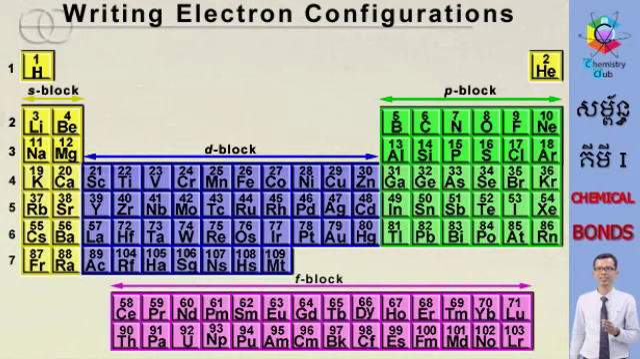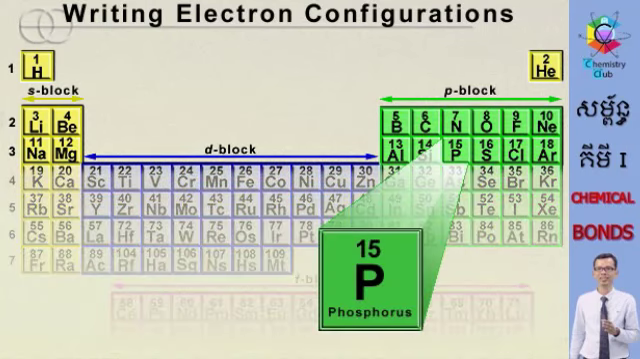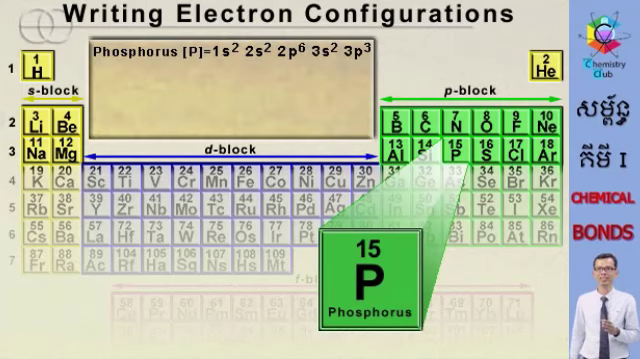Using this method, try writing the electron configuration for an atom located in the 3rd energy level. Phosphorus is element 15, so it contains 15 electrons. It has 2 electrons in the 1s block, 2 electrons in the 2s block, 6 electrons in the 2p block, 2 electrons in the 3s block, and 3 electrons in the 3p block. If you've been counting, you know that the electron configuration for phosphorus is 1s2, 2s2, 2p6, 3s2, 3p3.